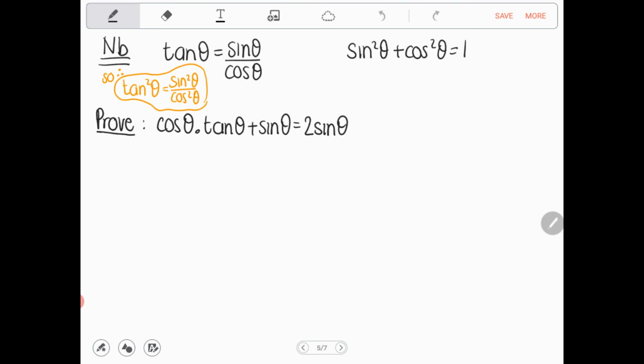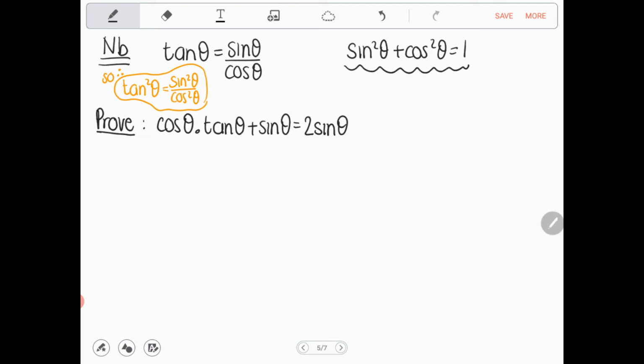Okay, so we're going to do one or two identities, proving these identities. So I've just written here, this is our 1. Tan theta is sine theta over cos theta. And if you're given a tan squared, it would be equal to sine squared over cos squared. Okay, so it's the same identity, they've just squared both sides. And then this is the other one, sine squared plus cos squared is equal to 1.